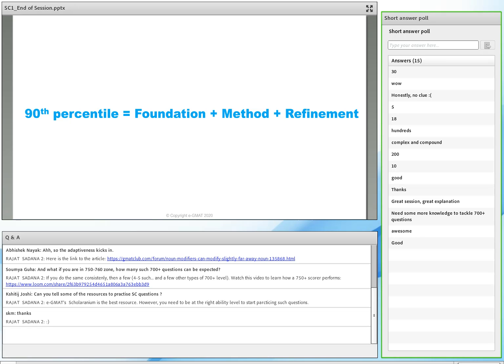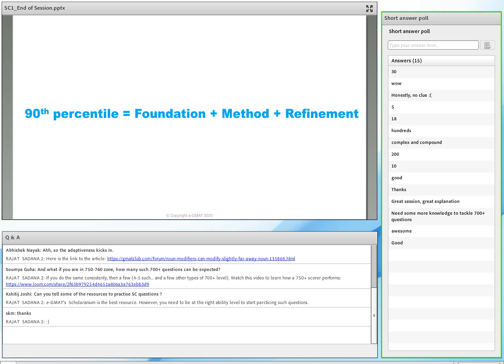That's one of the reasons why people who achieve that 90th percentile are not the ones who solve hundreds and hundreds or thousands and thousands of questions. They are the ones who are able to identify how various sentence structures impact the meaning, and then are able to distinguish between which aspect of the meaning is logical, which one's not.